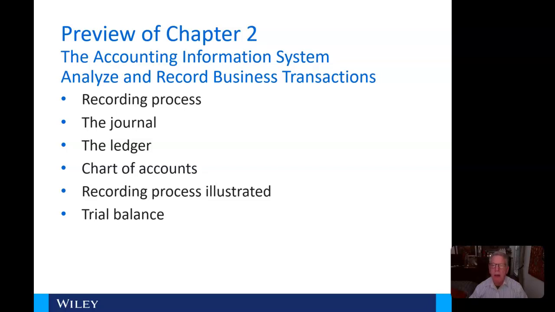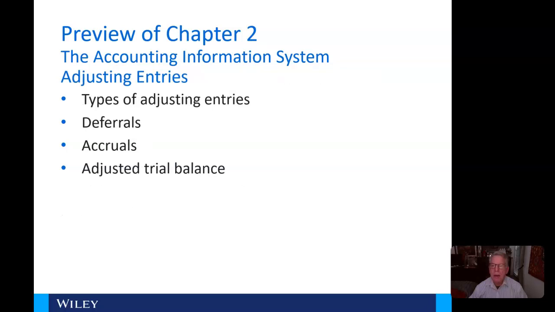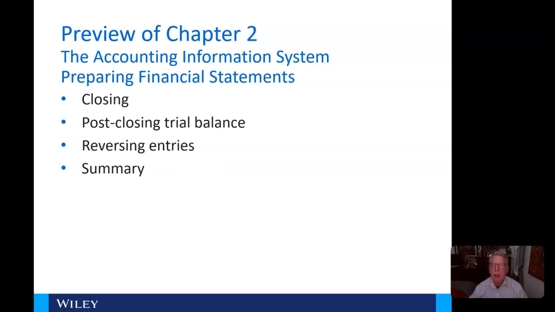And then the trial balance. And the types of adjusting entries. We have deferrals and accruals, and then we go from the unadjusted trial balance to the adjusted trial balance. And we then do our closing entries and our post-closing trial balance, some reversing entries. We will discuss that in a little more depth than we did in 1A, and finally, the summary.